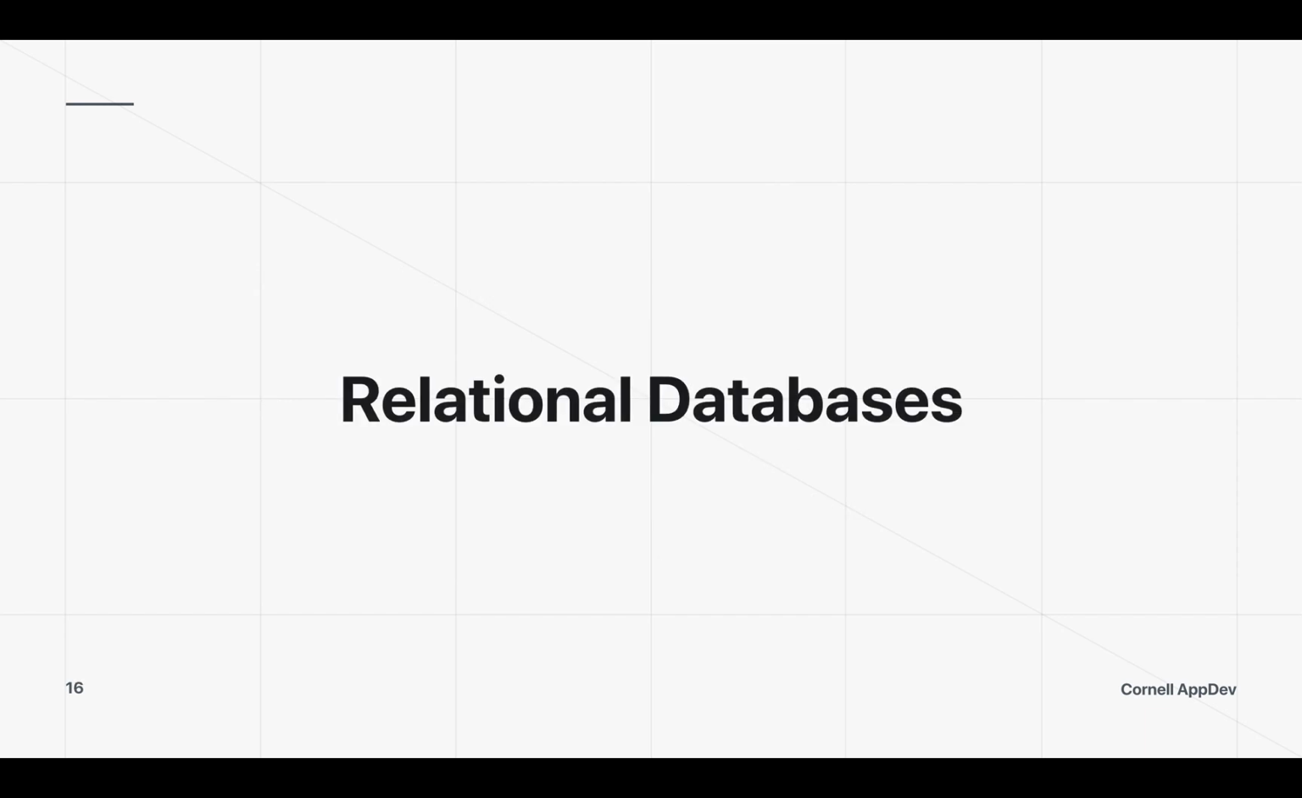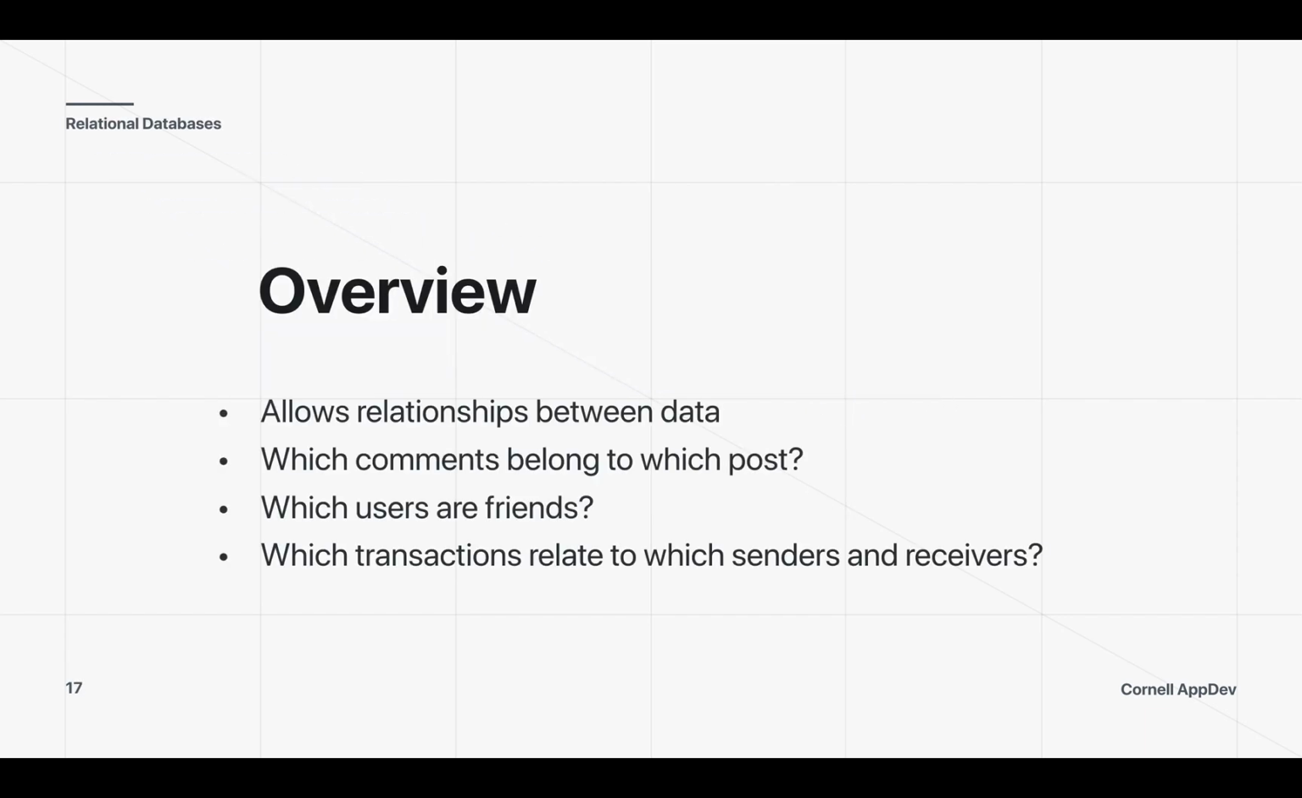So now we're going to move on to relational databases. So, a high-level overview of what relational databases are. They just allow us to establish and structure relationships between data. So they answer questions like what comments belong to which posts, which users are friends, which transactions relate to which senders and receivers, and in the case of this upcoming assignment with Venmo, understanding that our tables may be separated, but there's a relationship inherently in an application between different tables. So we use a relational database to structure information in that form.